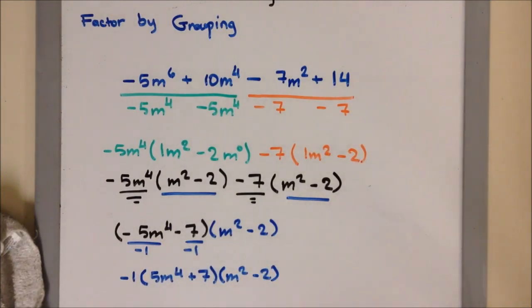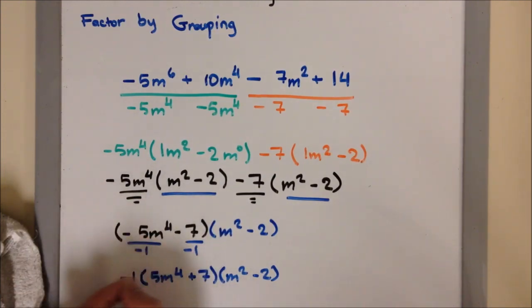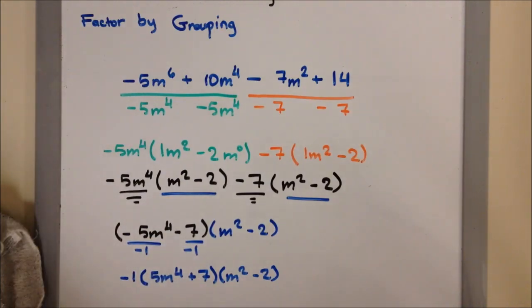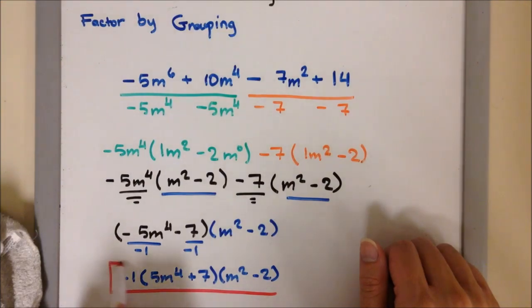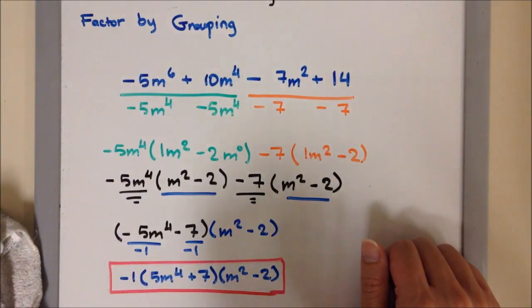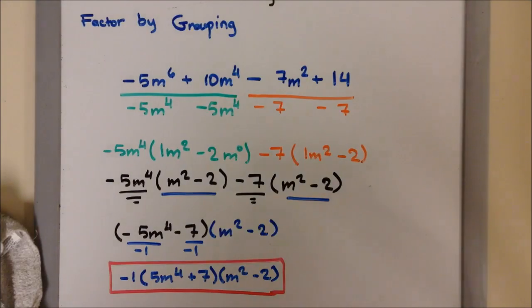So that's something that we gotta watch out for. Since these two terms are the same sign, which in this case is negative, I just factor out the -1, or undistribute the -1 outside of parentheses. So therefore, this is my final answer. The -1 is outside: 5m to the 4th plus 7 times m squared minus 2. So that is our final answer.